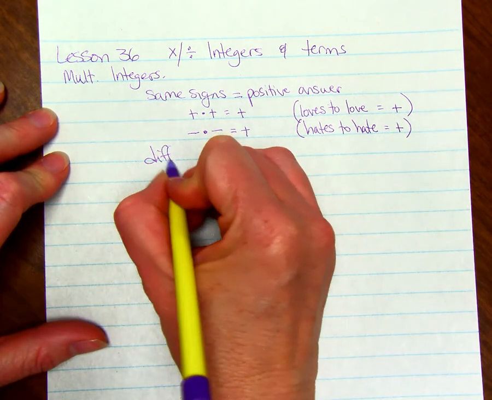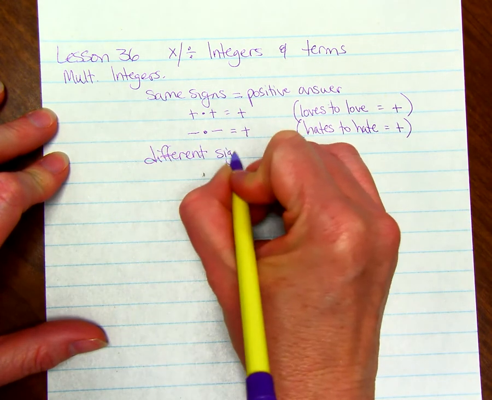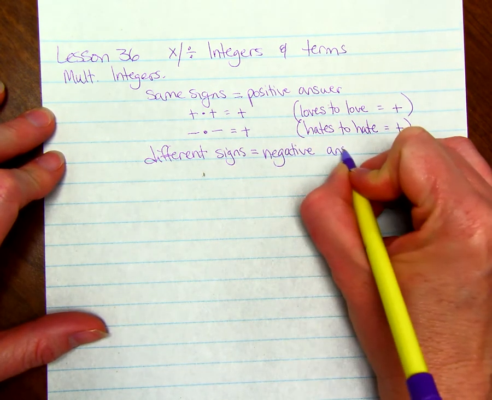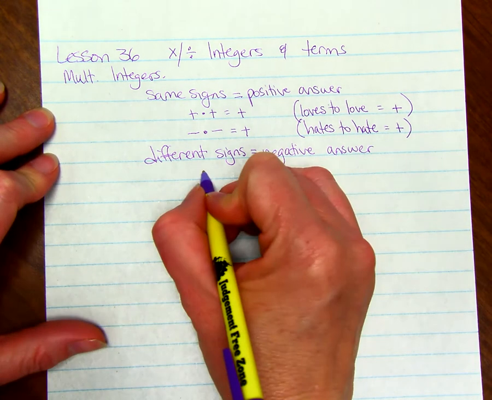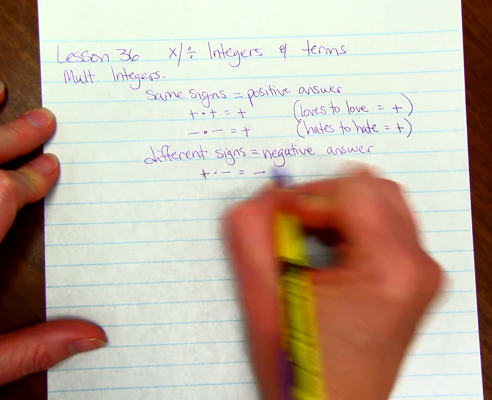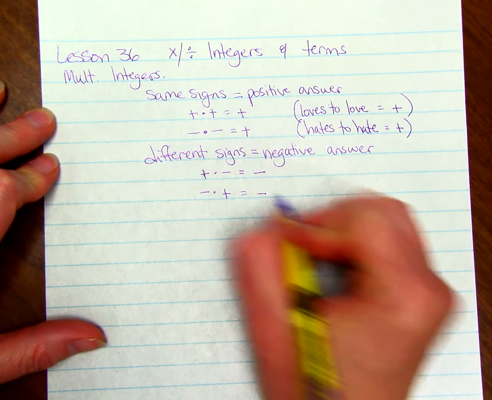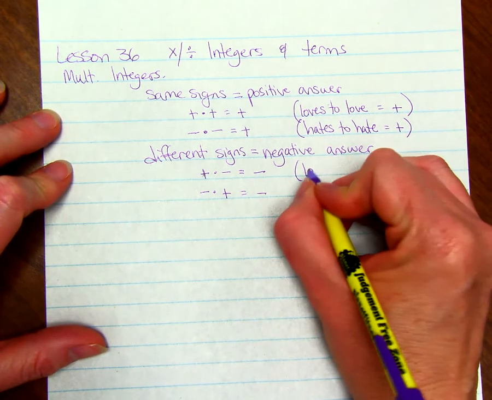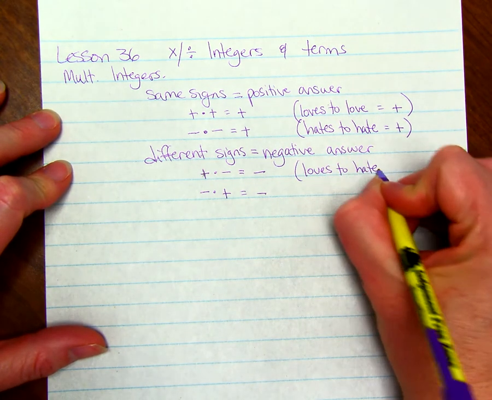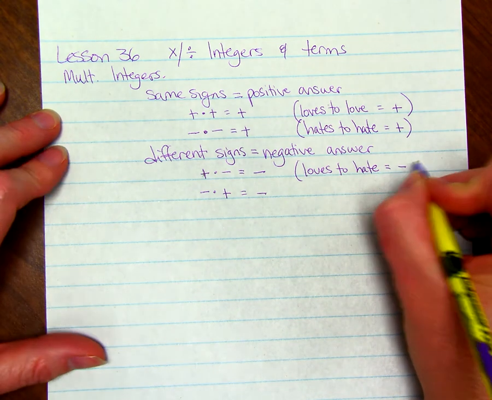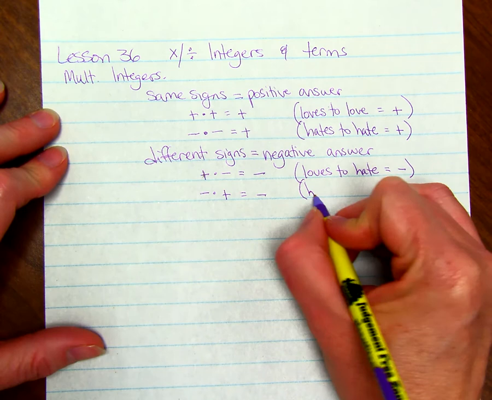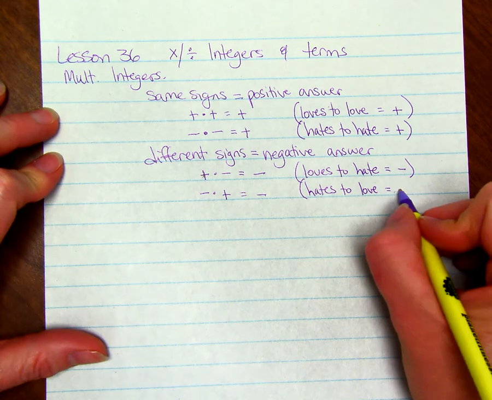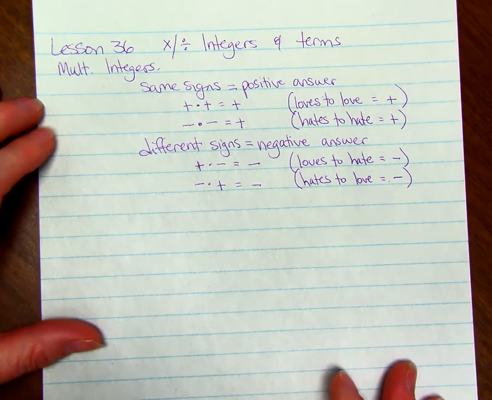If you have different signs and you're multiplying or dividing, you're going to have a negative answer. So if you had a positive times a negative, the answer will be negative, and a negative times a positive, the answer will be negative. So if you use the love and hate words for these symbols, you have loves to hate. Someone who loves to hate is going to hate. So that's going to be negative. And here's one that hates to love. If you hate to love, well, then you're going to be a hater and you hate. So that would be negative.